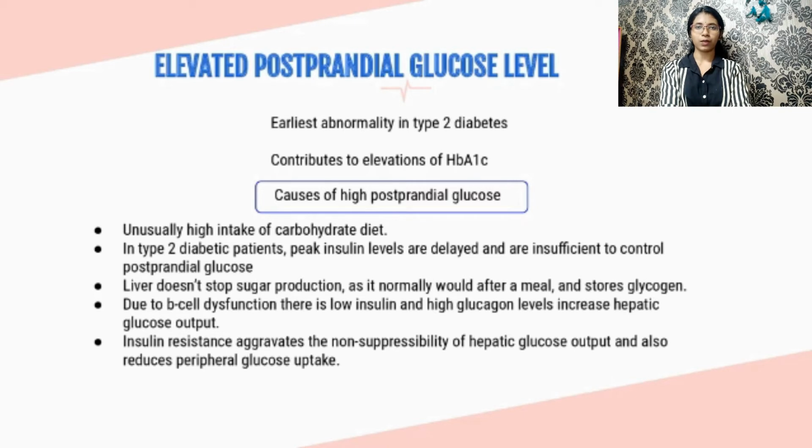Let's have a look at the possible causes of high postprandial glucose level. First, unusually high intake of carbohydrate diet. Second, in type 2 diabetic patients, peak insulin levels are delayed and are insufficient to control postprandial glucose. Liver doesn't stop sugar production as it normally would after a meal and stores glycogen. Due to beta cell dysfunction, there is low insulin and high glucagon levels increase hepatic glucose output.